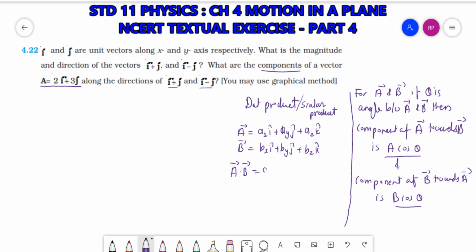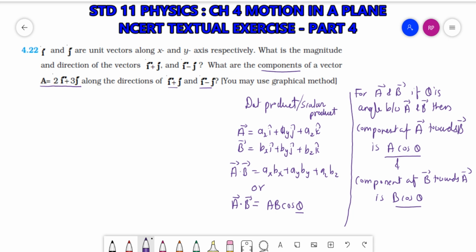Either you can use this formula, AXBX plus AYBY plus AZBZ, meaning multiplying the X component, Y component, Z component of both the vectors and taking the sum. Or A dot B is equal to AB cos theta, where theta is the angle between A and B. Clear? So we are going to use this concept for the second part.